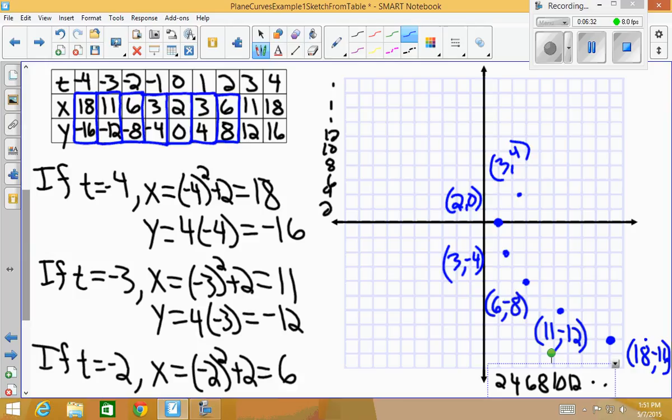I put this point a little too far. Let's put it where it really needs to go. That's 3, 4. And here is 6, 8. If t is 3, then x and y are 11 and 12 respectively. And if t is 4, then we get the point 18, 16.